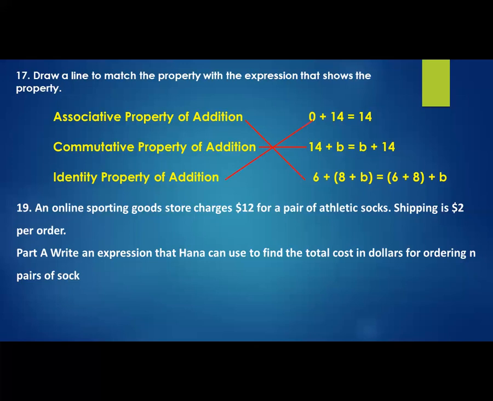An online sporting goods store charges $12 for a pair of athletic socks. Shipping is $2 per order. Write an expression that Hannah can use to find the total cost in dollars for ordering n pairs of socks. So the cost of a pair of socks will be $12 and the shipping charge is 2. So it will be 12n plus 2. The 2 is only for shipping.